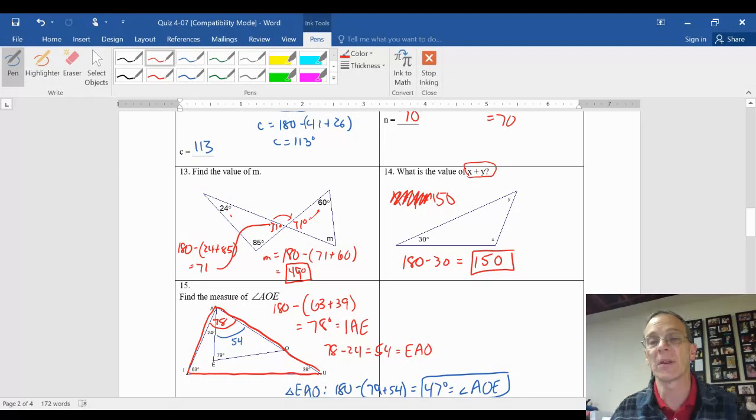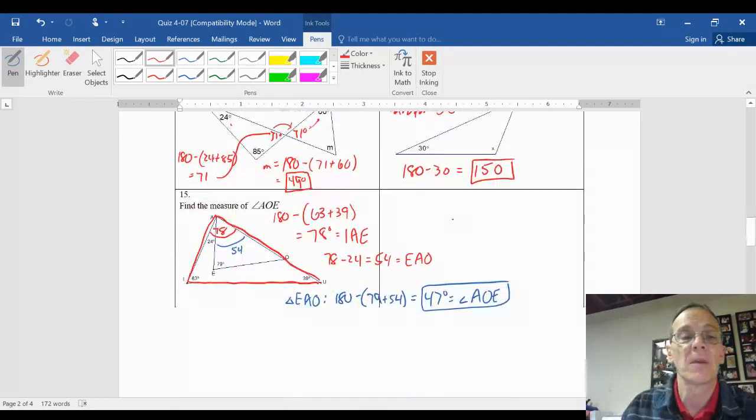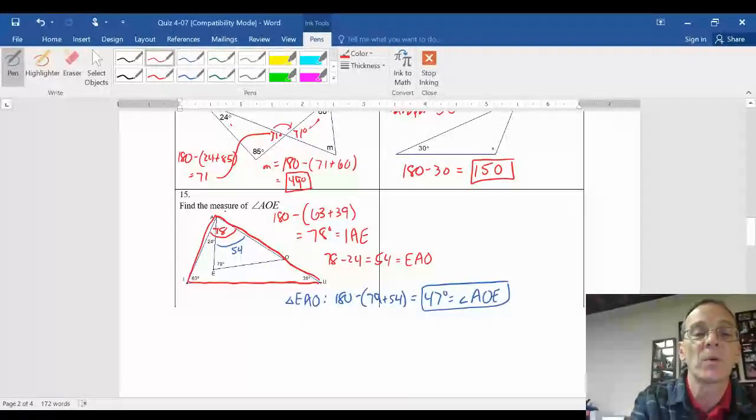150 was all I needed. Okay. Number 15. Once again, let's start with the red triangle, the big red triangle. There are 2 whole angles given in that red triangle, the 39 and the 63.